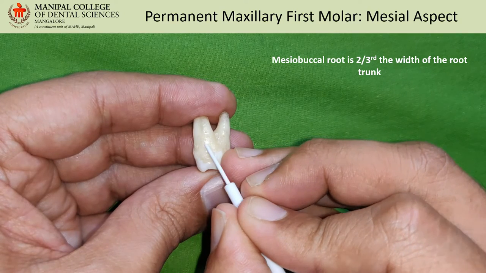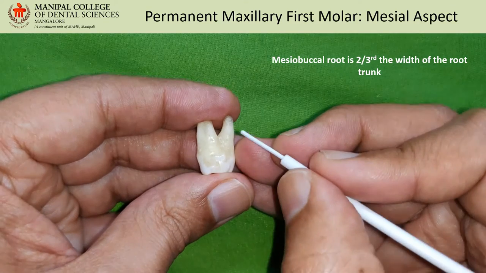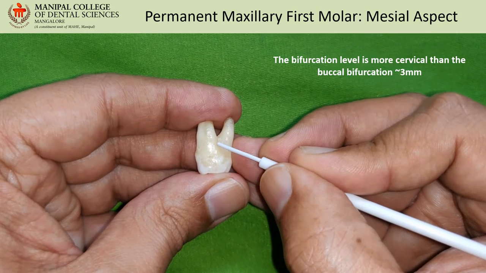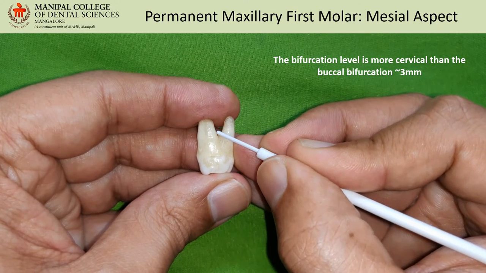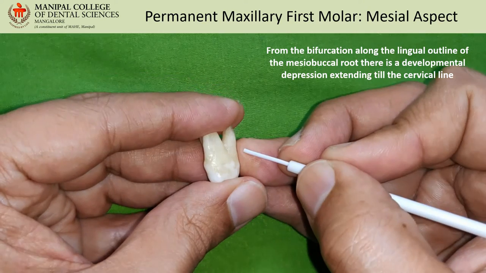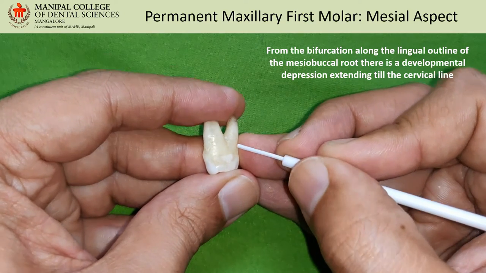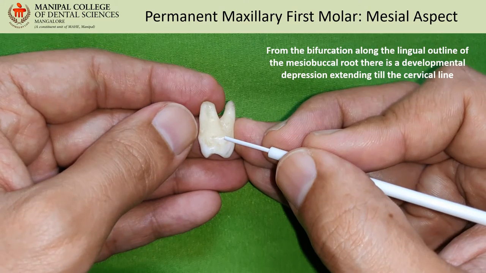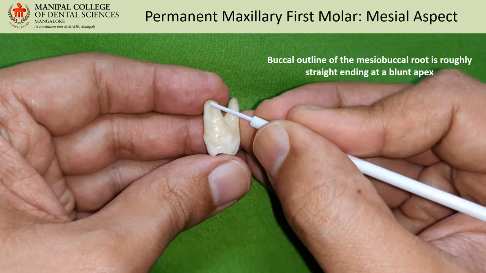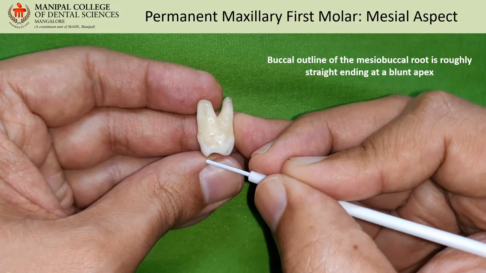The mesiobuccal root is roughly 2/3 the width of the tooth buccolingually. The bifurcation level is more towards the cervix, and there is a developmental depression which goes along the lingual outline of the mesiobuccal root, goes lingually up to the cervical line. So if you tilt the specimen, you can appreciate the developmental depression in this region going lingually. The buccal outline of the mesiobuccal root is roughly straight, ends at a blunt apex, which is roughly in line with the mesiobuccal cusp tip.